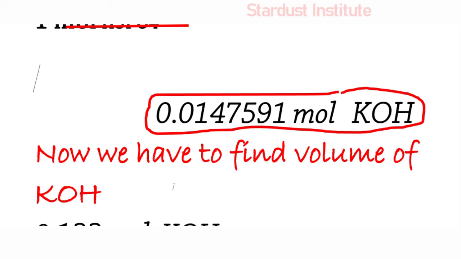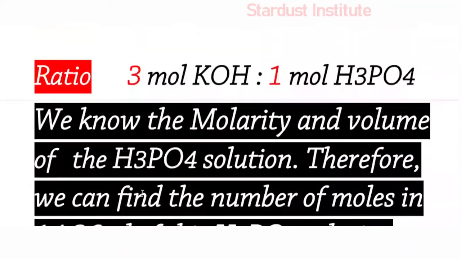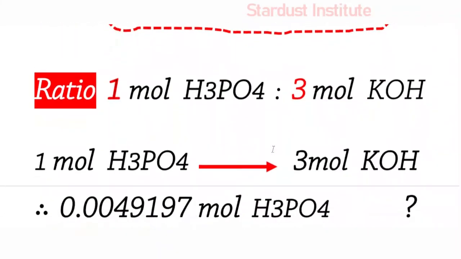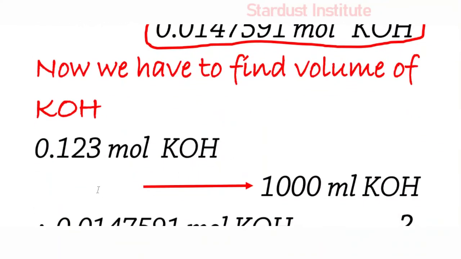Now we have to find the volume of this KOH solution. We know molarity of this KOH solution, it has been given: 0.123 M. That means in 1 liter, 1000 milliliters, of this KOH solution, there are 0.123 moles of KOH, because this is a 0.123 M KOH solution.